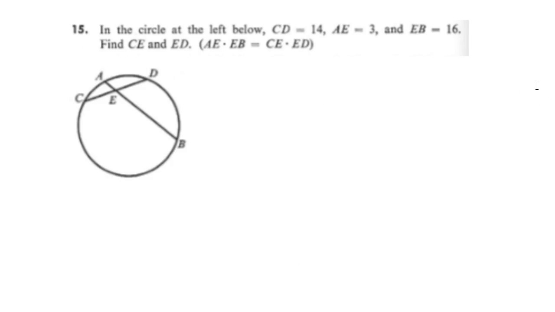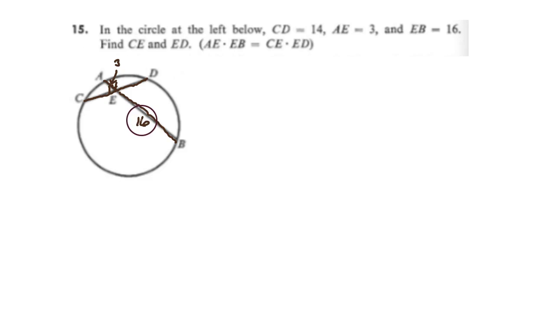Number 15, in the circle at the left, we're given these measurements. Let's label them. So from C to D is 14. So this entire segment all the way across is 14. From A to E is 3. So this little piece here is 3. And from E to B is 16. So going from here across to here, label 16.